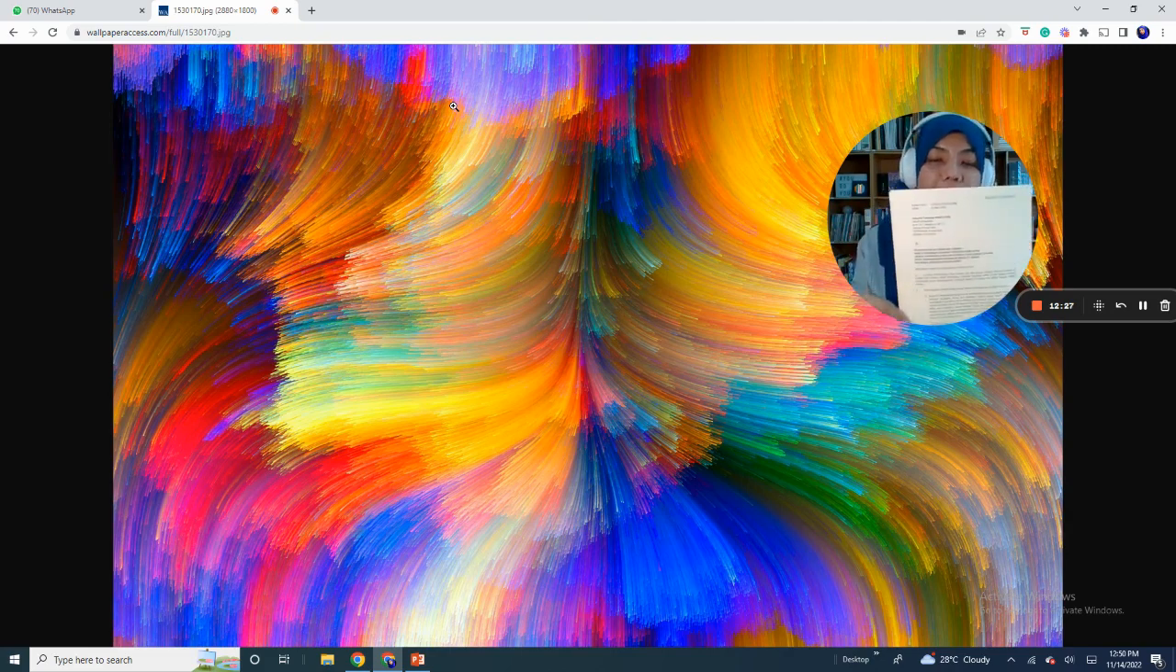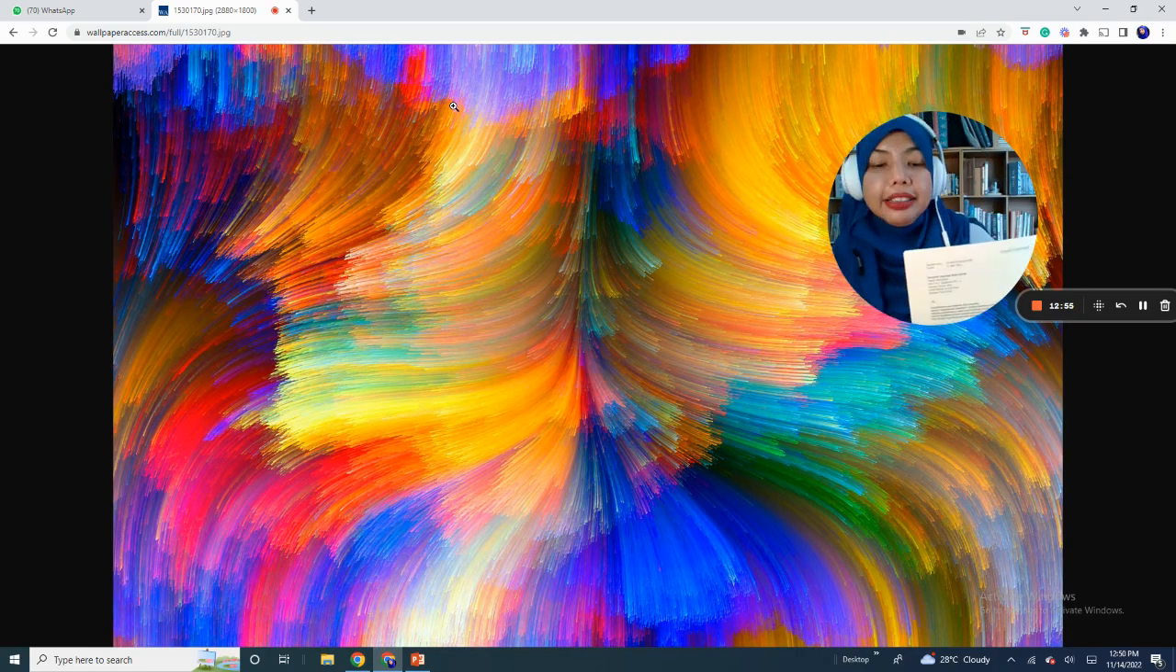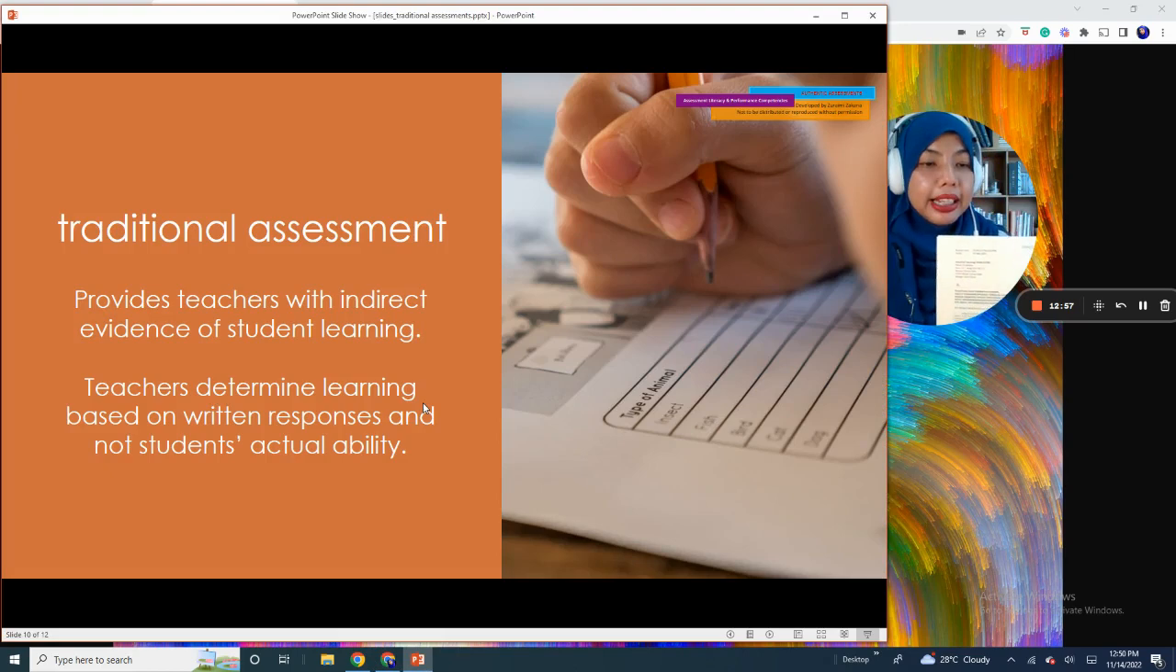So in comparison between traditional assessment and authentic assessment, which we'll get to after this video, traditional assessment is less reliable and less valid in comparison to authentic assessment, particularly when the construct or the learning that you are measuring is not cognitive, especially if the learning is affective or psychomotor based learning.